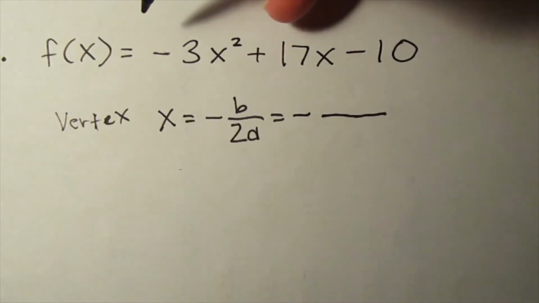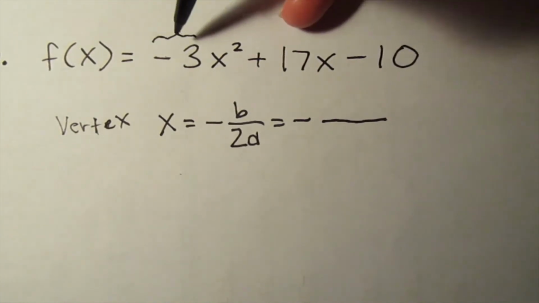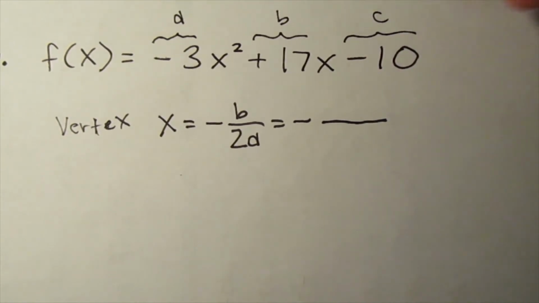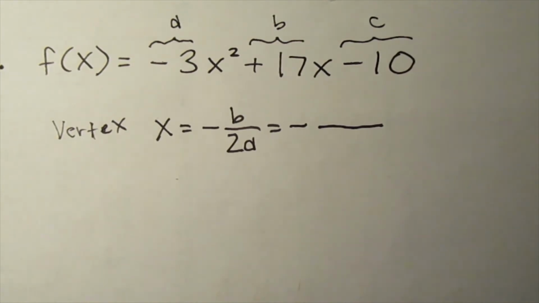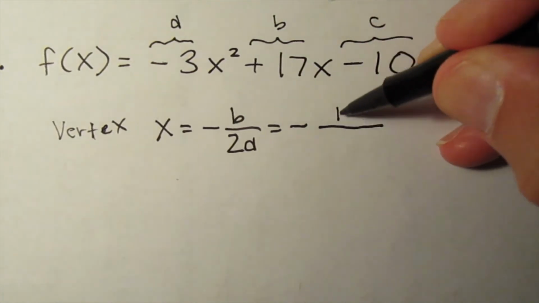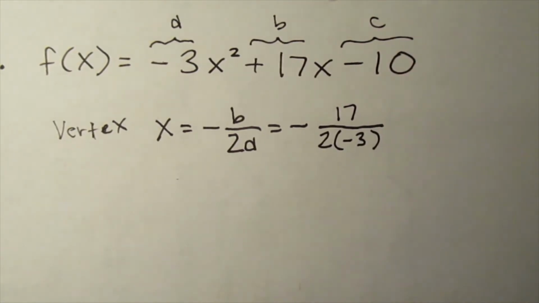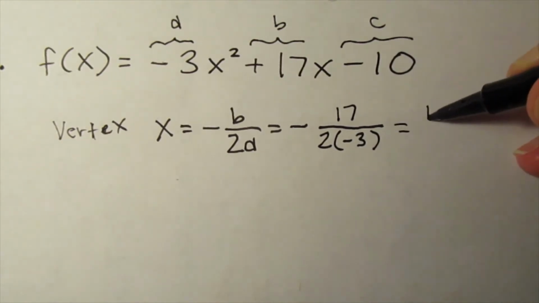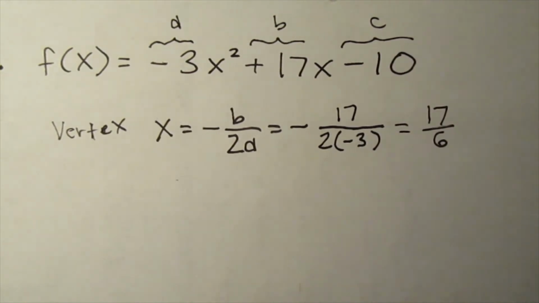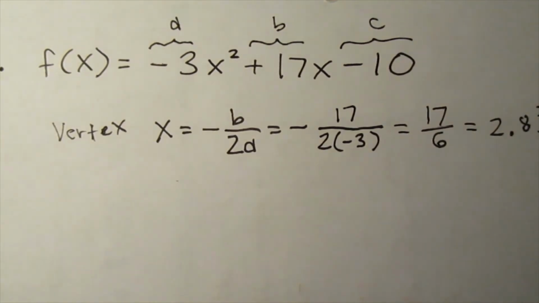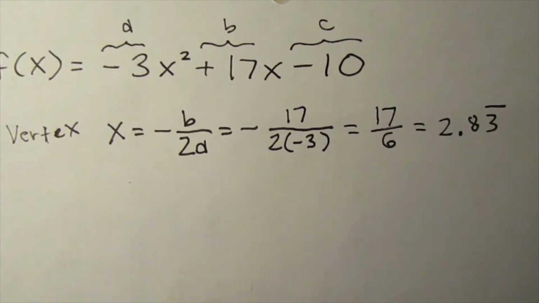The formula is ax squared plus bx plus c. So a is negative 3, b is 17, c is negative 10. So the b part is 17. In the denominator, 2 times a is 2 times negative 3. So this will turn out to be 17/6. The decimal equivalent of that is 2.83, where the 3 repeats. So 17/6, that's the x-coordinate of the vertex.